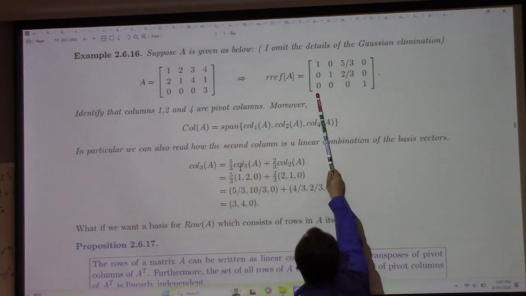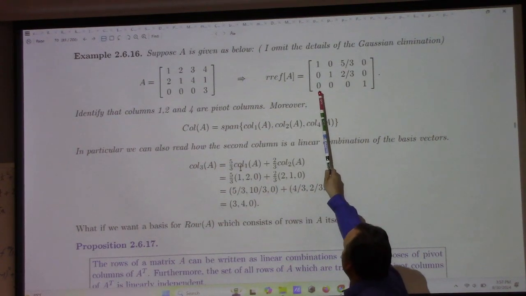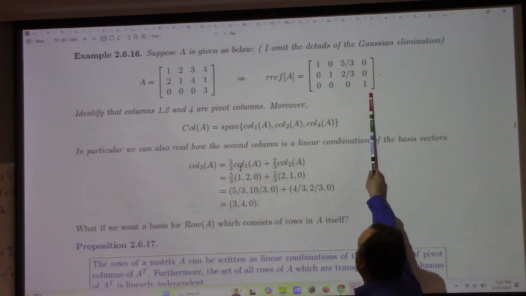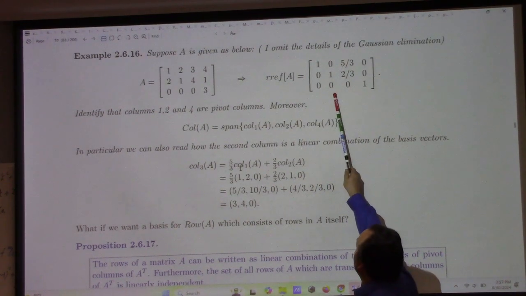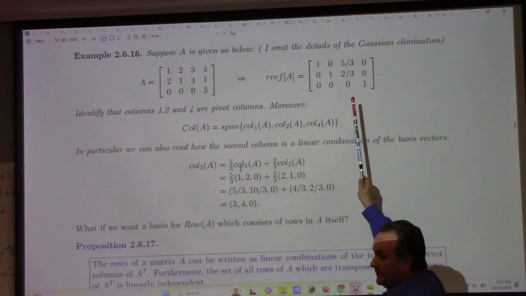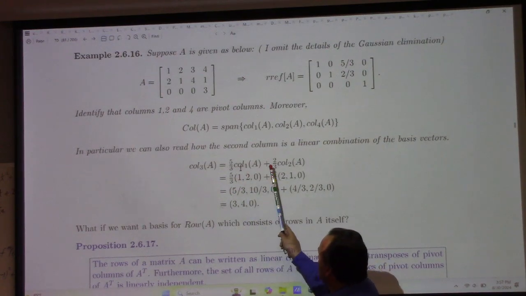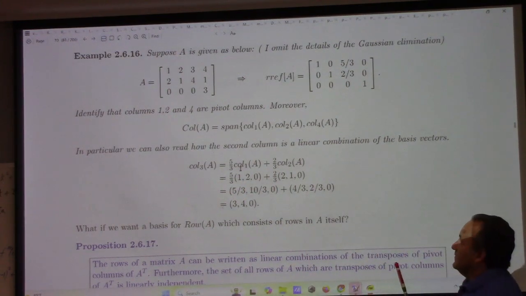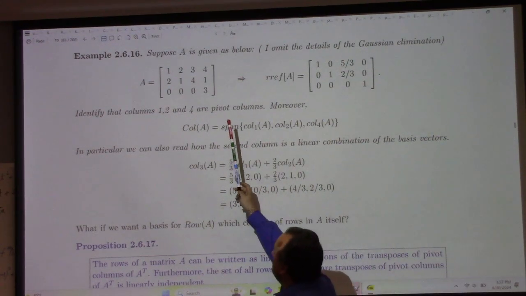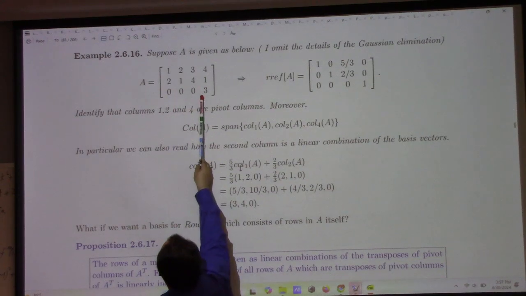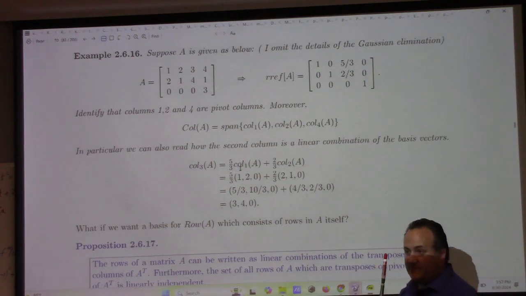So we get that, right? And that means that the pivot columns are the first, the second, and the fourth. The third one can actually be obtained as 5/3 of the first column plus 2/3 of the second column by the column correspondence property. So a basis for the column space would simply be the first column, the second column, and the fourth column.